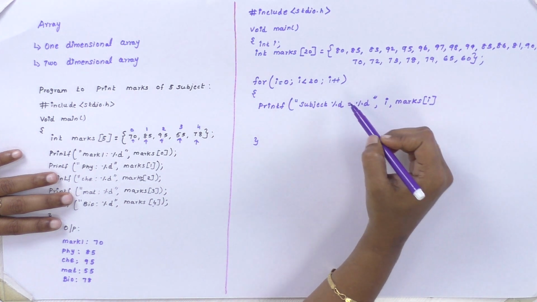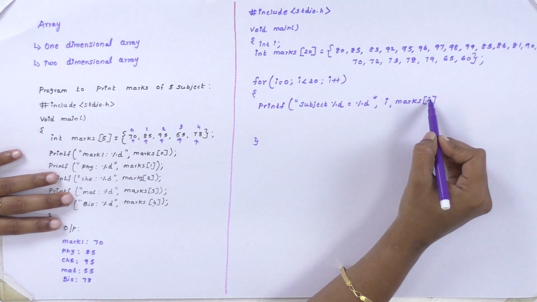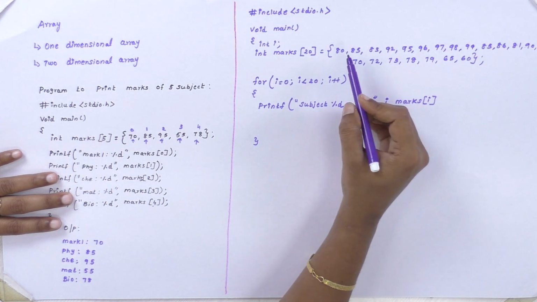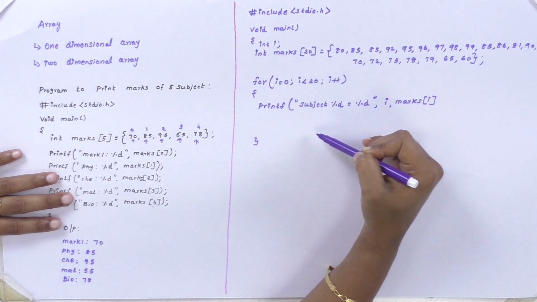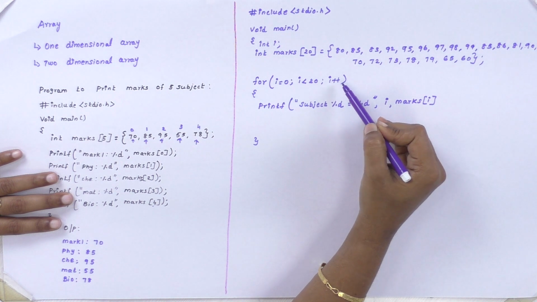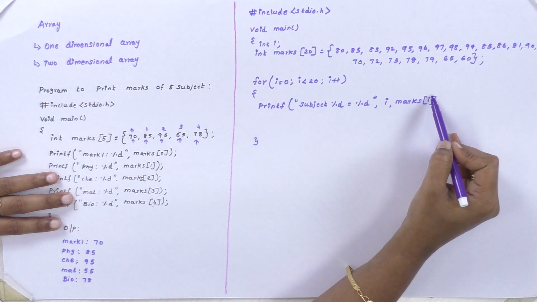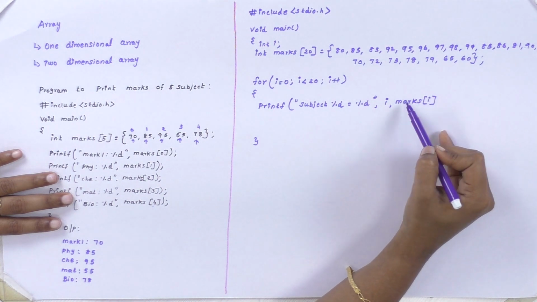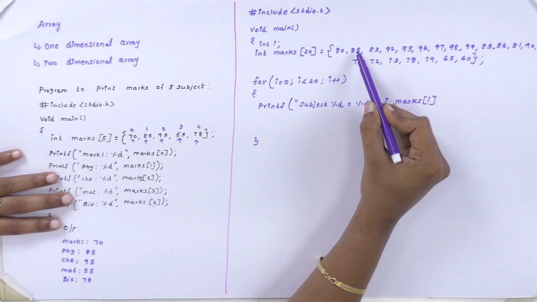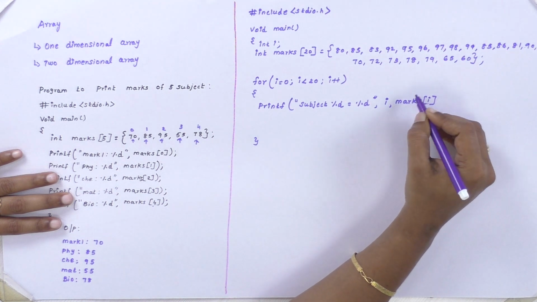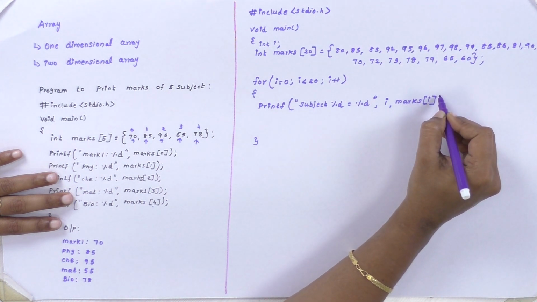So at the first stage i value will be 0. So marks of 0 would represent the value 18. Then it will do the next process and i value will be incremented. Then it comes to the statement, i value is incremented as 1. So marks of 1 represents the value 85. So likewise it will increment. So I am using the value i.